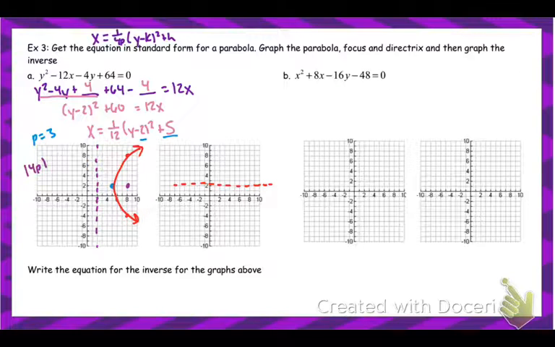Vertex was at (5, 2), it's going to be at (2, 5). Focus was at (8, 2), it's going to be at (2, 8). Those other 2 points that were there, I had (8, -4), so I'll go to (-4, 8). And (8, 8) will still be (8, 8). So there's my inverse.